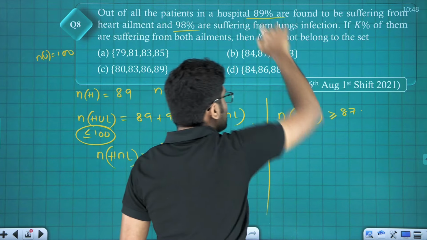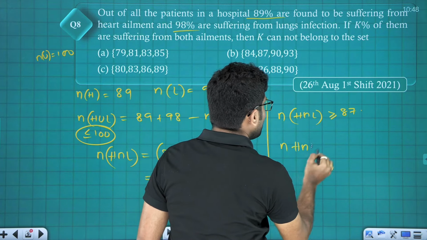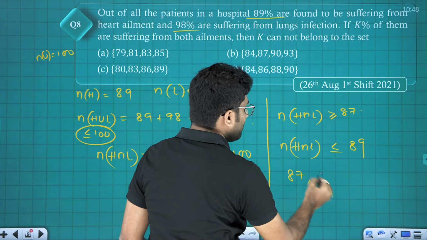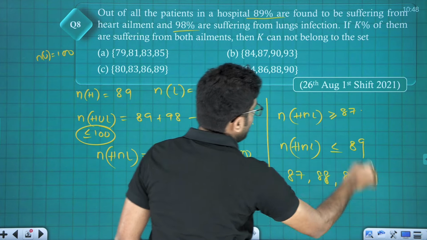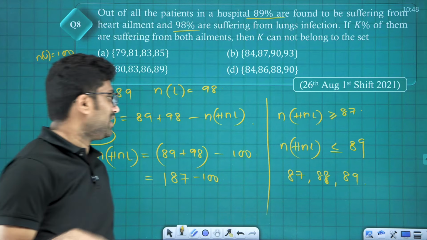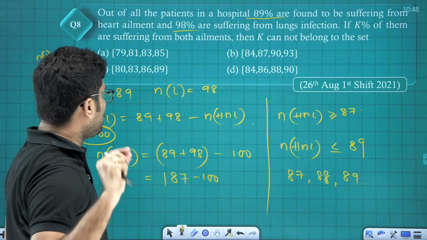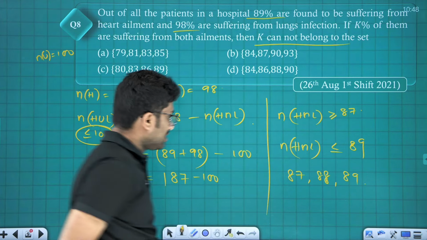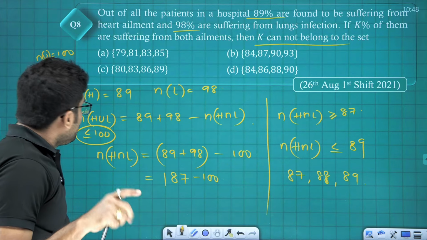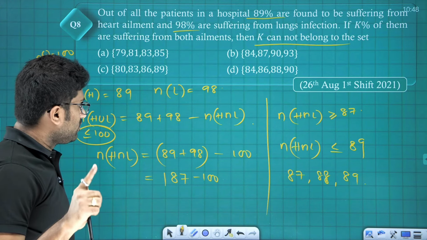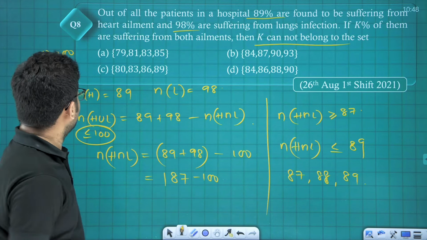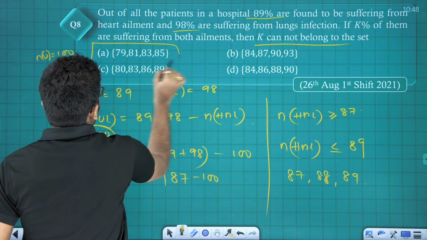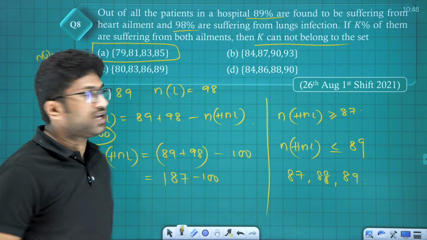So this is the least, so that means N of H intersection L will always be less than or equal to 89. So it can either be 87 or 88 or 89. H intersection L can take either 87%, 88% or 89%. Now what they are asking is that K cannot belong to the set. So we have to exclude the option which does not contain 87, 88 and 89, which is option A. In option A, we don't have 87, 88 or 89.